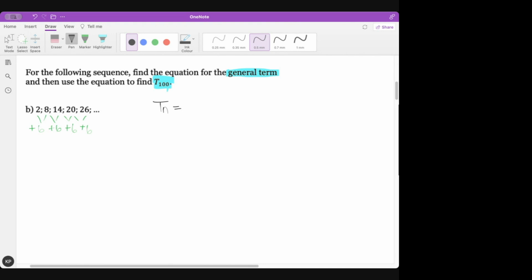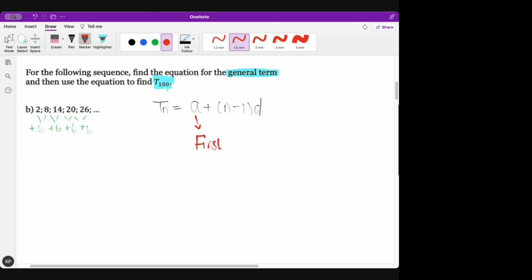Which one do we use generally in FET? It's not wrong, but which one do we generally use in the FET, guys? I'm going to wait for an answer. Do you have any idea? Thank you very much, Matidi. So that is a plus n minus 1 times d. What does the a stand for? This is your first term, and d is the constant difference.